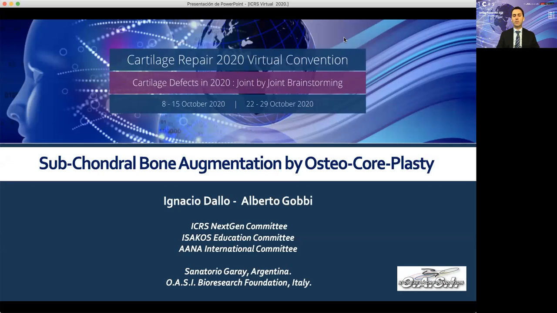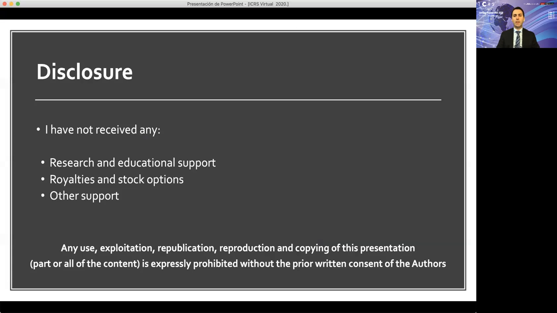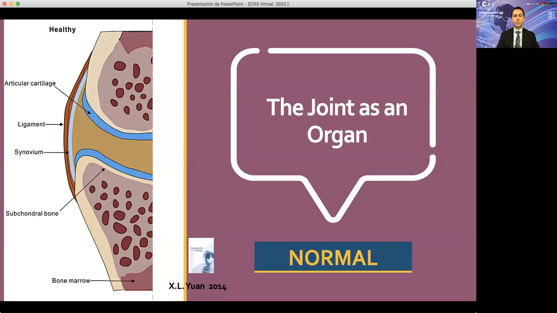The purpose of my lecture today is to talk about Osteo-Core-Plasty technique for subchondral bone augmentation. I have nothing to disclose for this lecture.